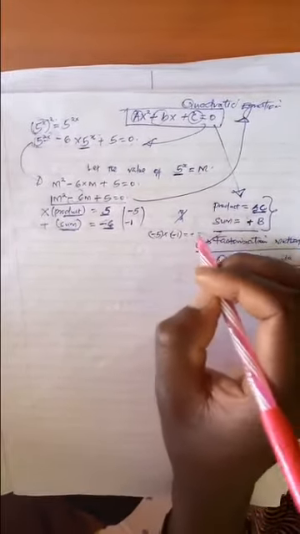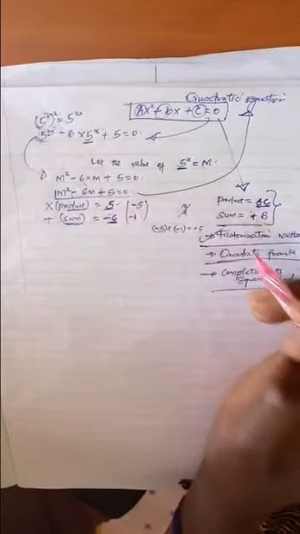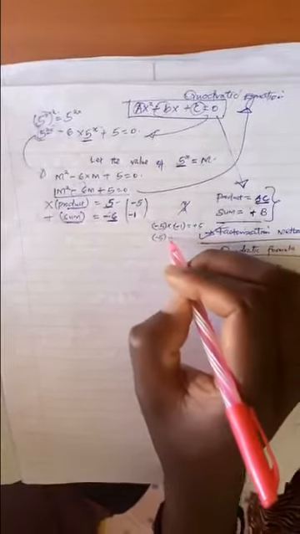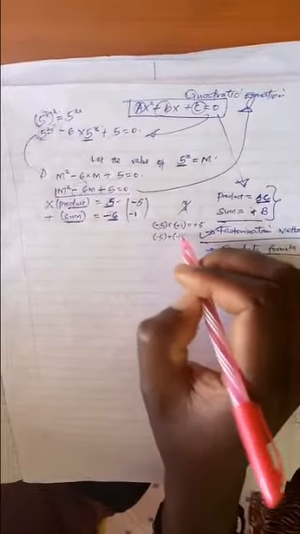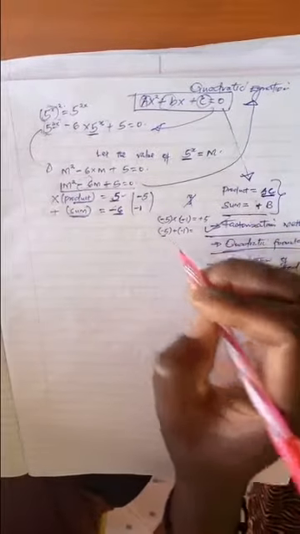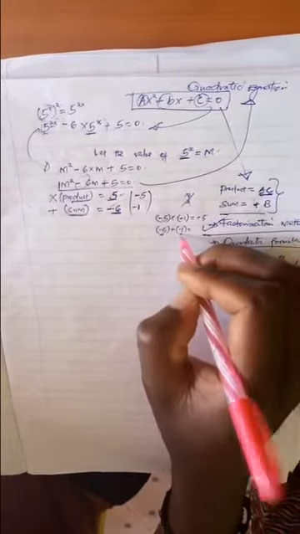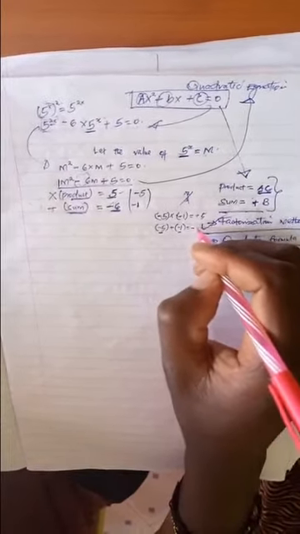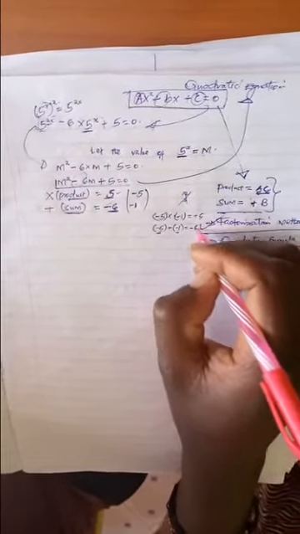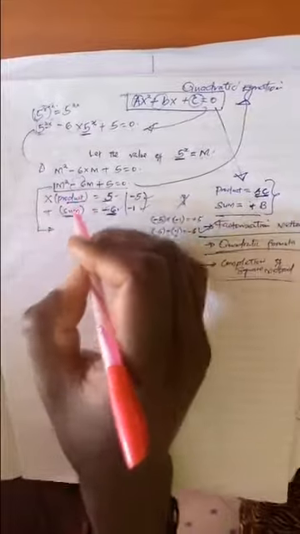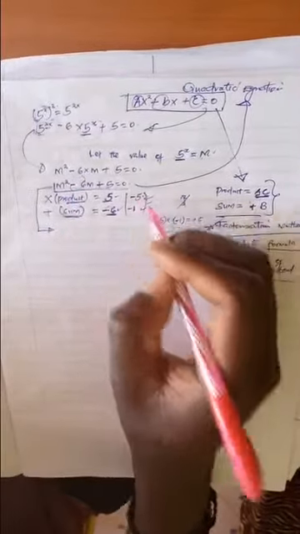Then 5 times 1 is 5, so the product is 5. Then when you add them, -5 plus -1, you have a debt of 5 shillings and another debt of 1 shilling. The total debt is going to be -6, so that is your sum. So these are the two numbers. Then you factorize this equation using the two numbers here.